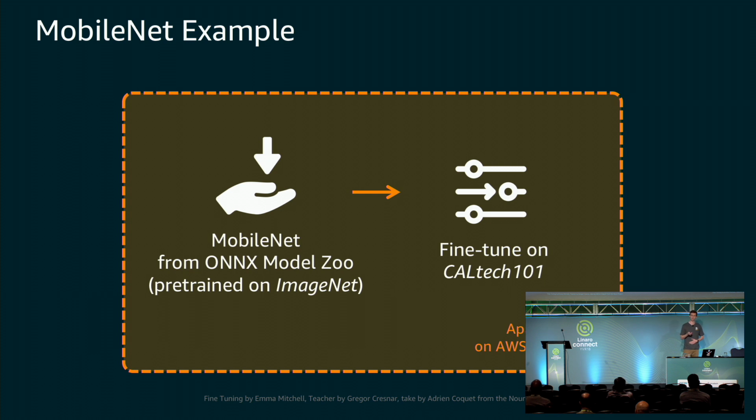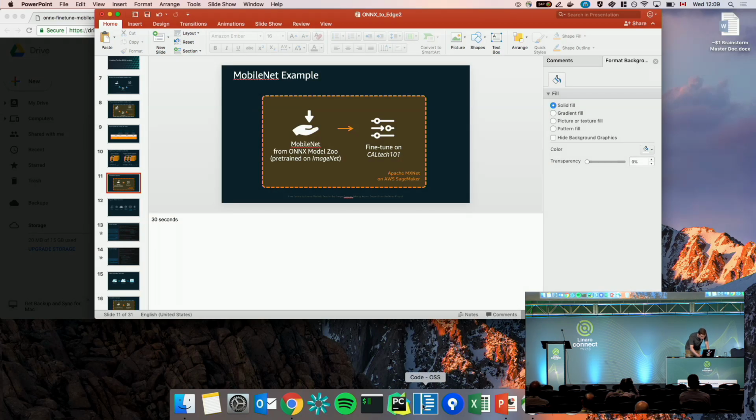So for our MobileNet example, now that we've said that that's a good model for edge, just want to run through an example of fine-tuning that on the Caltech 101 dataset. So ImageNet is where it was pre-trained on from the ONNX Model Zoo. And then we can download the Caltech dataset, which has a different amount of classes, and we can see how that performs. So I'm just going to hop across and actually try and dive into some code very quickly.